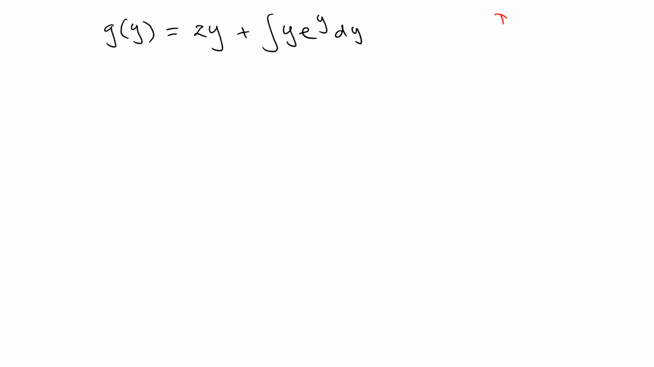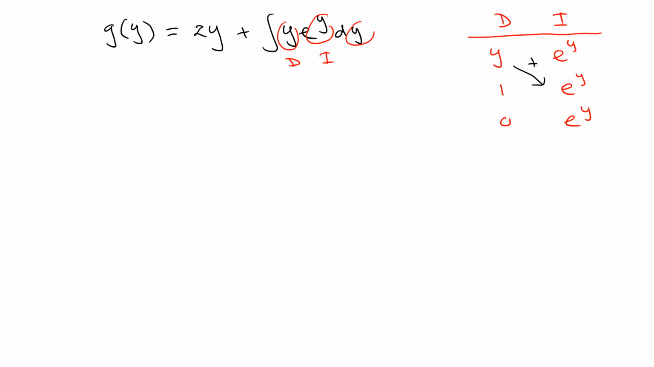So we use a shortcut, what we call the DI method, and D we're going to pick as the y term, I we're going to pick as the e^y term. So the D term and the I term. Okay, so we take the derivative of the first term with respect to y. Derivative of y, you get 1, then derivative again, you get 0. Integral, you get e^y, and again e^y, because we are taking the integral with respect to y here. Now what we do next, we're going to multiply across the diagonal. That's what happens in the DI method. And if you are not familiar with the DI method, you can find the link in the description with a few examples there.